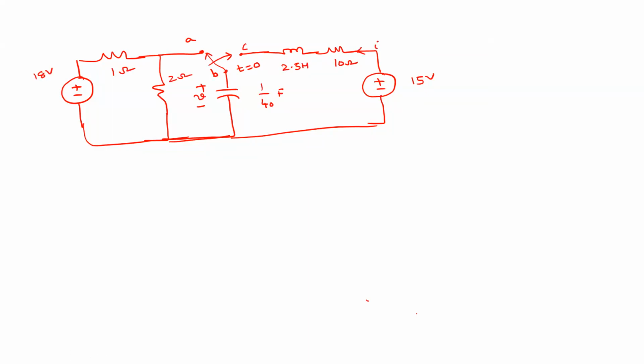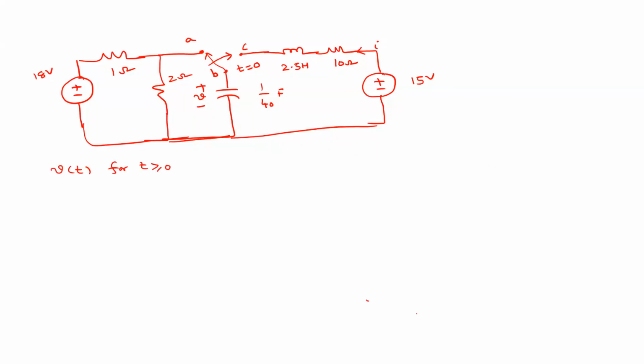So initially, the switch is at position A, and at t equal to 0, switch is moved to position B or position C. Okay. It's initially at position A and it's moved to position C at t equal to 0. So find the overall response, or find V of t, for t greater than 0.